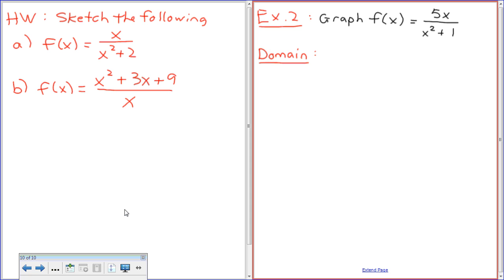No, the domain for this graph. How do we do the domain? Well, the denominator equals 0, right? Okay, that's what's going to be. Can you solve x squared plus 1 equals 0? No, you cannot. So my domain is going to be anything.